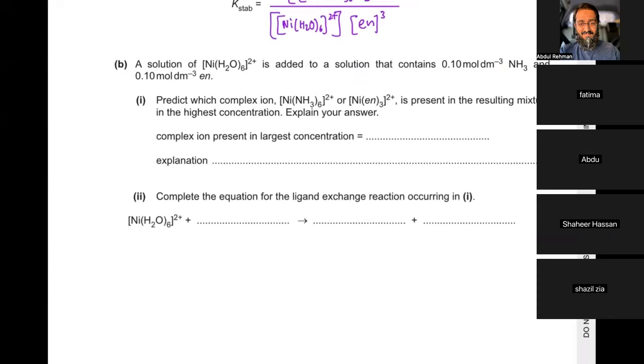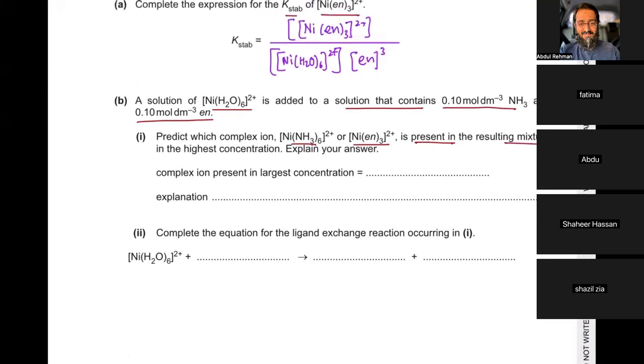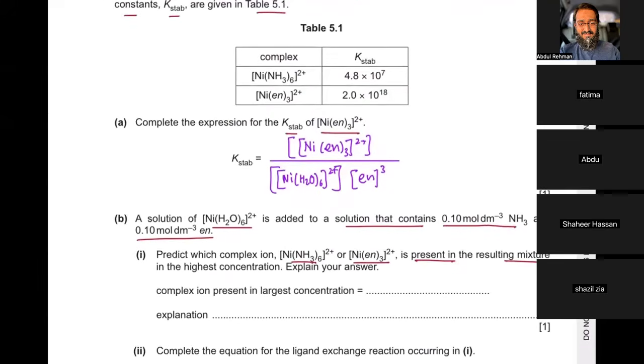Okay. Now, next one. A solution of hexaaquanickel is added to a solution that contains 0.1 mole per dm cube ammonia and 0.1 mole per dm cube en. Predict which complex is present in the resulting mixture. It can be identified by the K_stab value. If you see, this one's K_stab is exponent 7, but this one's K_stab is exponent 18. So this is more stable.